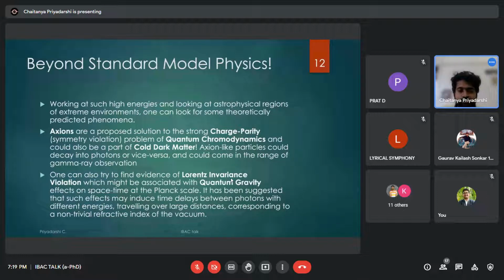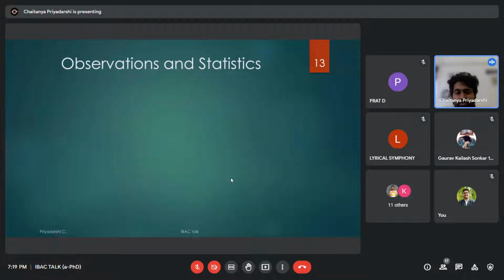So, well, this is one of the hot topics of finding more exotic physics using gamma ray astronomy. Now I'll just move on with how we make some observations and something about the statistics.